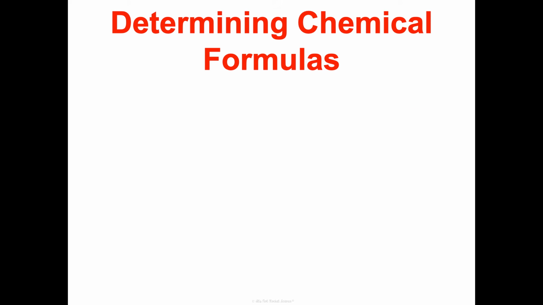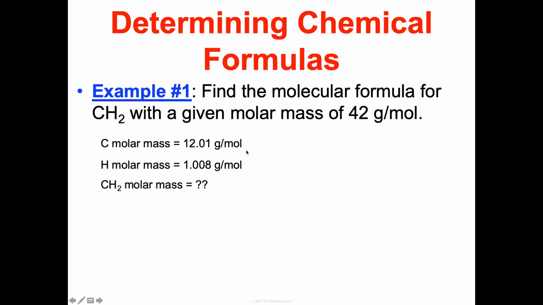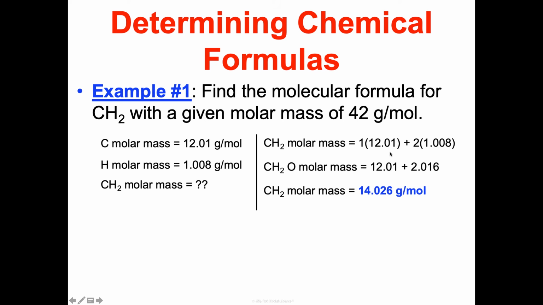Let's put it into action with a couple of examples. First, find the molecular formula for CH2 if it has a given molar mass of 42 grams per mole. First, find the molar mass of the empirical formula. Carbon is 12.01, hydrogen is 1.008. We don't know CH2's molar mass, but we can find it: 1 times 12.01 plus 2 times 1.008, and we get 14.026 grams per mole. That's step 1.